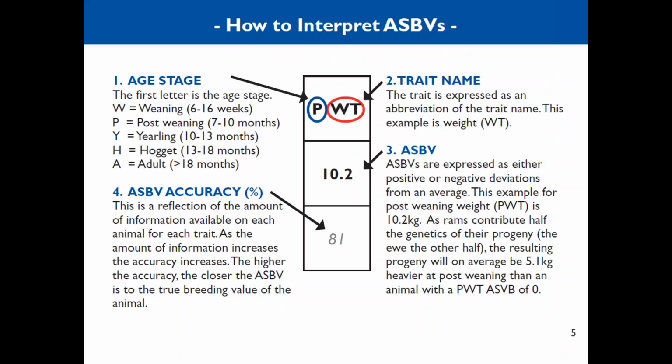And that's just one example of that information. It tells you about the different ages that apply, how to read summaries of traits like PWT, what does that mean, post-weaning weight, but there are lots of others, which are pretty logical when you get into them, but not so much necessarily to start off with.